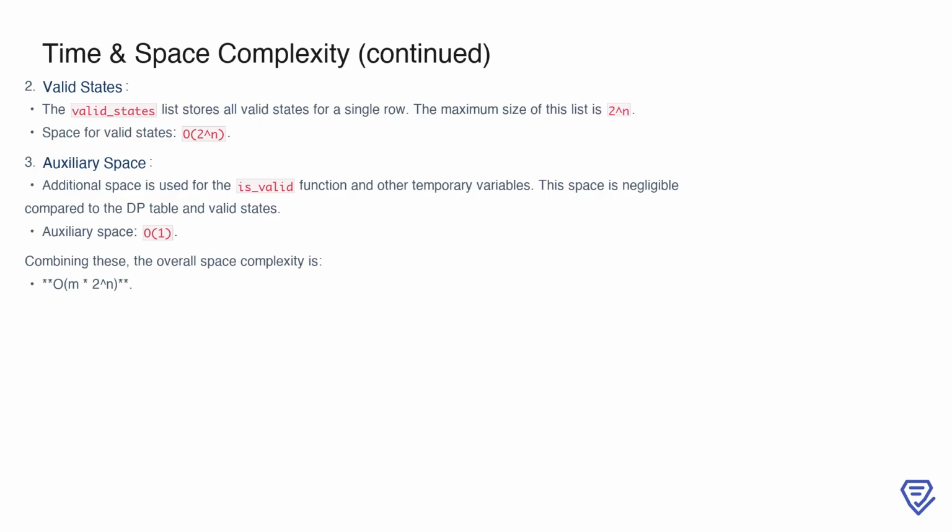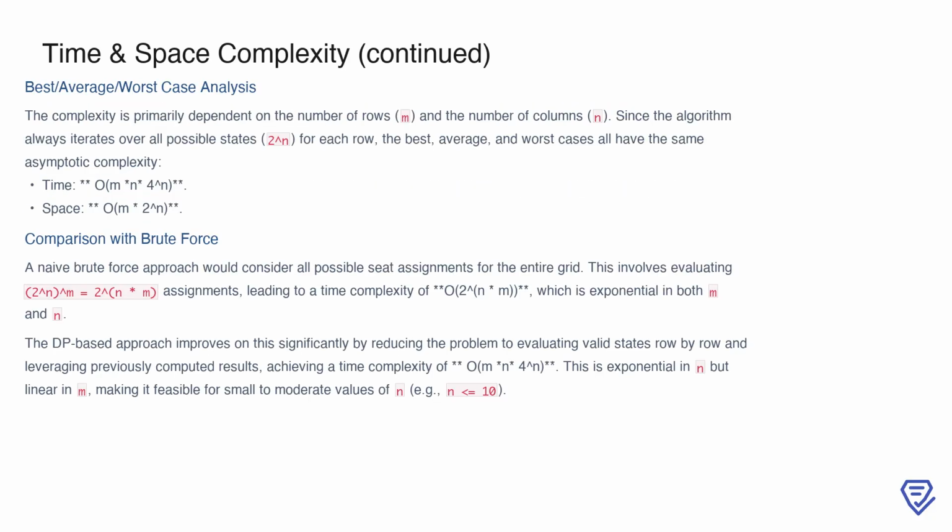Beyond these, there is some auxiliary space used for temporary variables in the is_valid function, but this is negligible when compared to the space used for the DP table and valid states. Therefore, the total space complexity of the algorithm is m times 2 to the power of n. This combination of space requirements ensures that the algorithm remains efficient for moderate values of n, even if it is exponential in nature. When considering the best, average, and worst-case scenarios, the asymptotic complexity remains the same. This is because the algorithm must always iterate over all possible states, 2 to the power of n, for each row, regardless of the input.